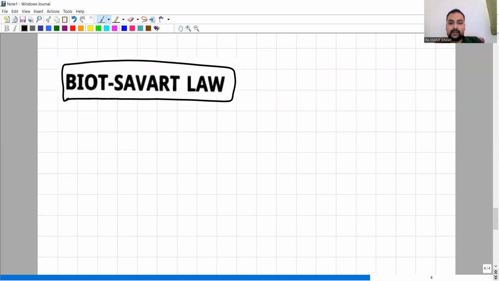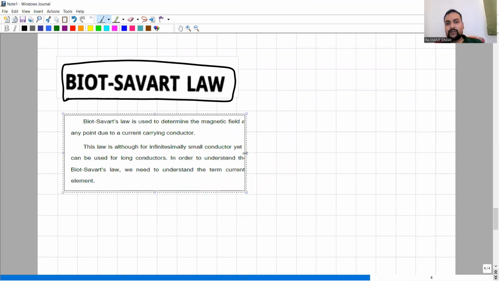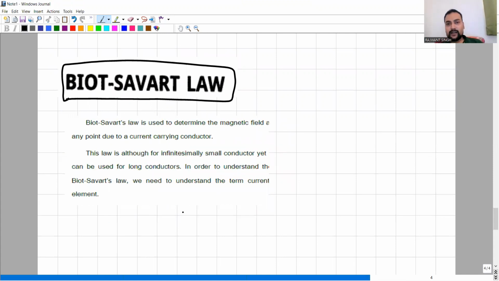Okay, it's a very simple law, Biot-Savart law. Now Biot-Savart law is a law which is used to determine the magnitude of the magnetic field, but the law is only valid or used for the small current element. I mean, the law itself is only for the small current element. Okay, so first, Biot-Savart law is used to determine the magnetic field at any point due to a current carrying conductor.